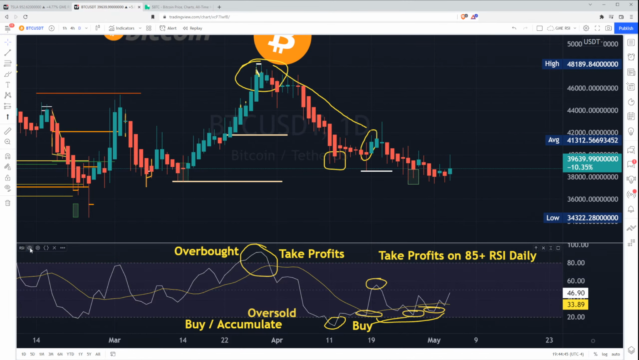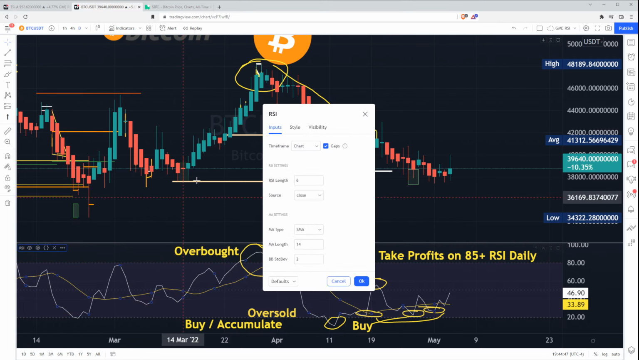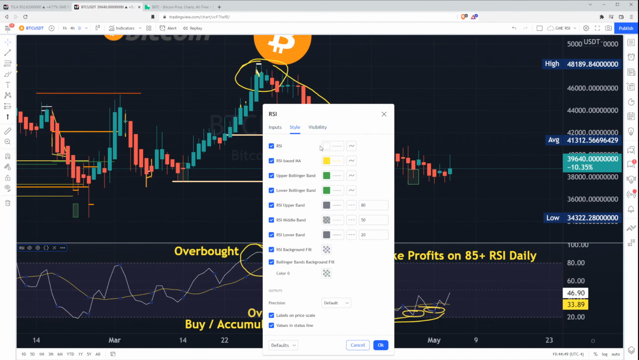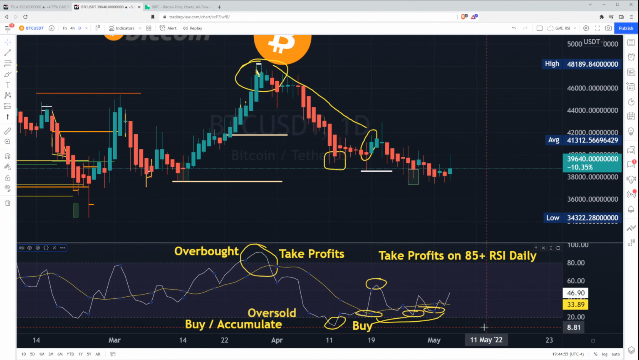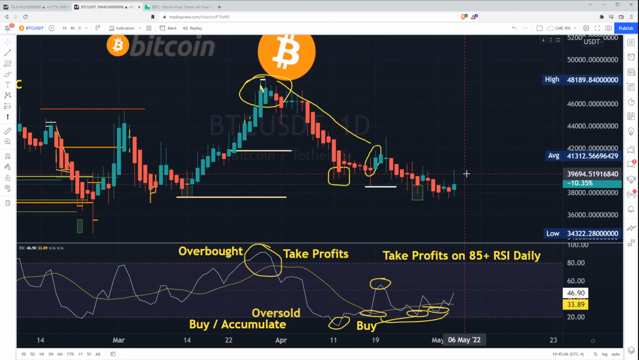If you got here late, let me show you real quick. This is RSI. I have the RSI color white, RSI base moving average gold. And currently for Bitcoin, we're around 46 to 47 RSI. So that's from the nice pump up that we had over the past few days. But we can't just use one indicator. Let's add another indicator that will go really well with the relative strength index.